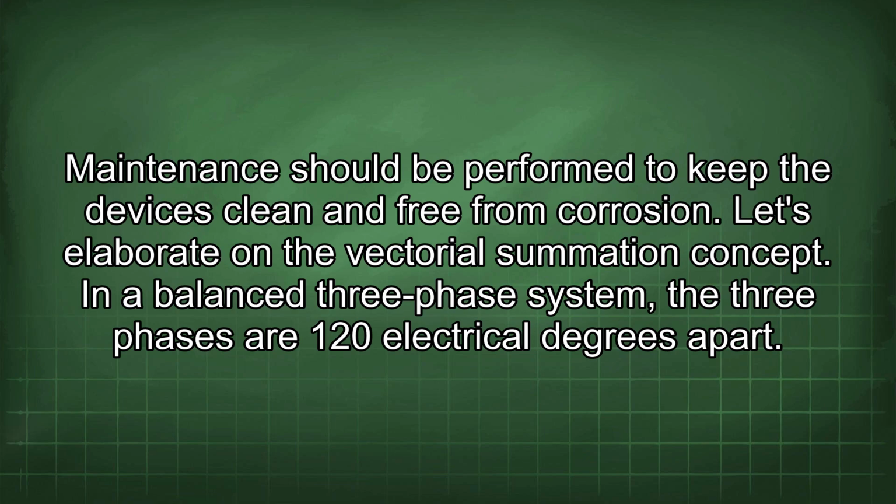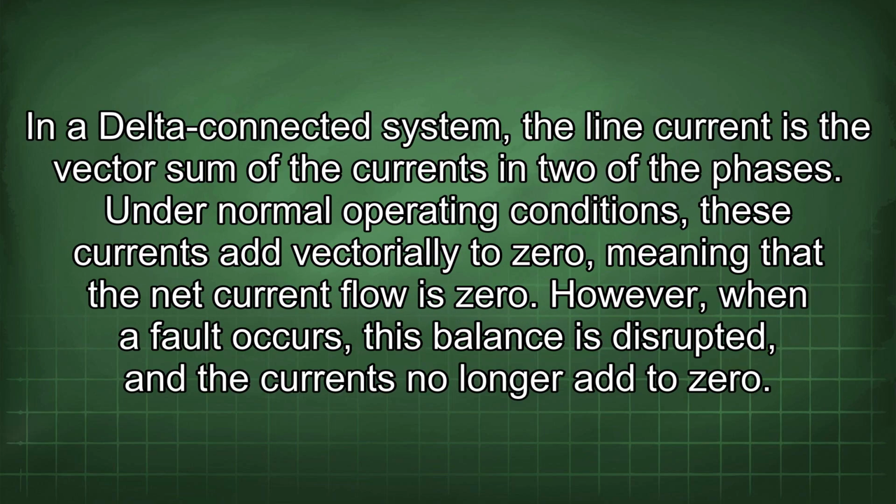Let's elaborate on the vectorial summation concept. In a balanced three-phase system, the three phases are 120 electrical degrees apart. In a delta-connected system, the line current is the vector sum of the currents in two of the phases. Under normal operating conditions, these currents add vectorially to zero, meaning that the net current flow is zero. However, when a fault occurs, this balance is disrupted, and the currents no longer add to zero.